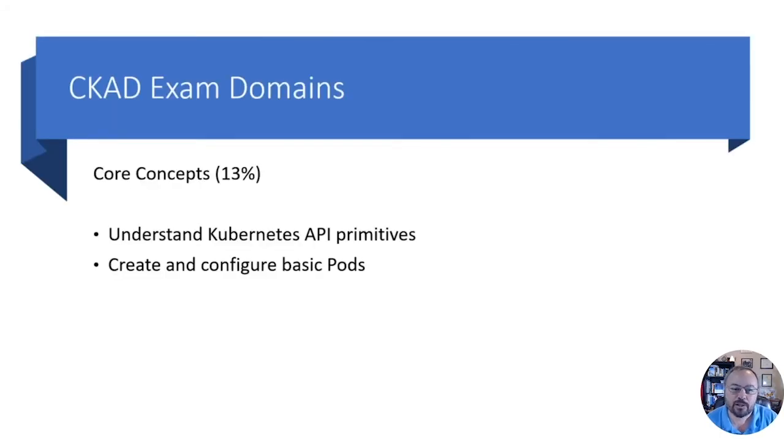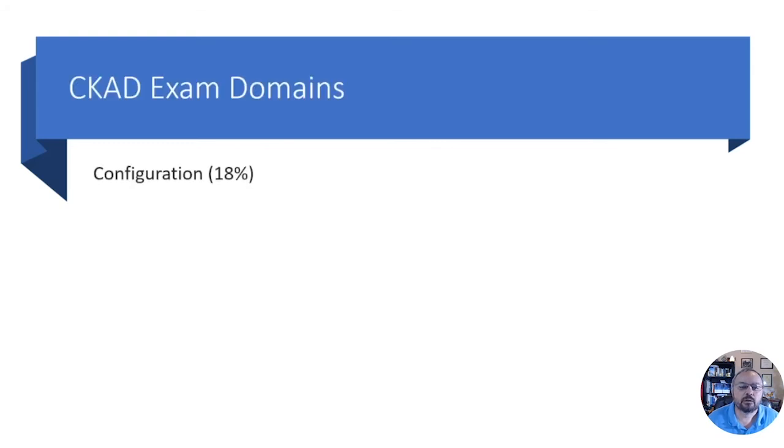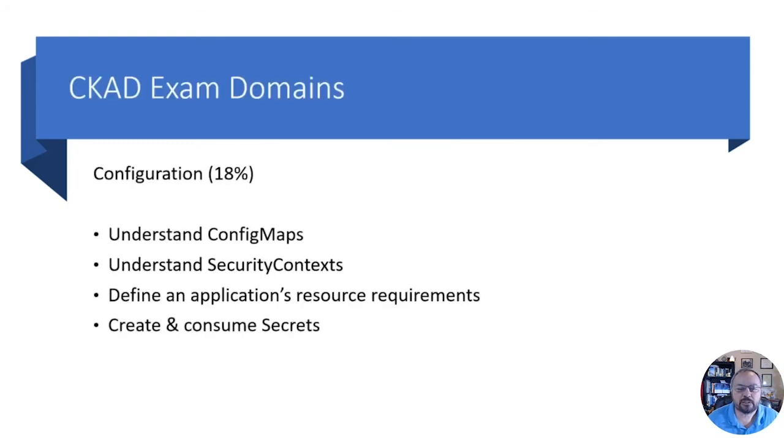When it comes to core concepts, that's 13% of the exam, we want to know API primitives, and we want to be able to create and configure a basic pod. That's our core concepts. Now, the next domain is going to be 18% of the exam. This is going to focus on config maps, security contexts, resource requirements, create and consume a secret, and service accounts. So this really entails a lot of the deployment focus, and it really contains a lot of security related information that we'll go through.